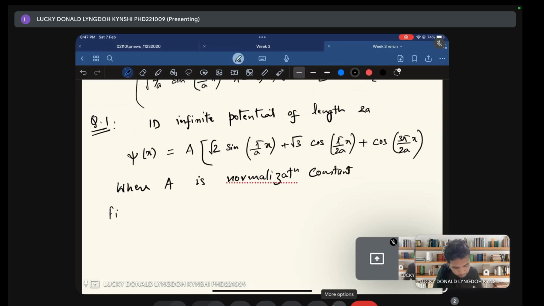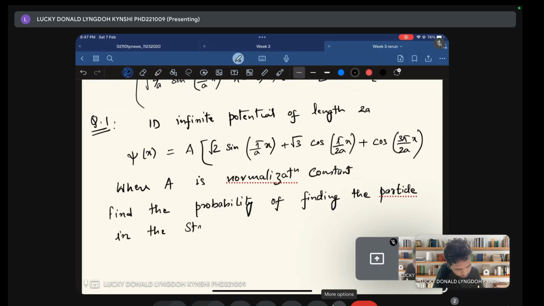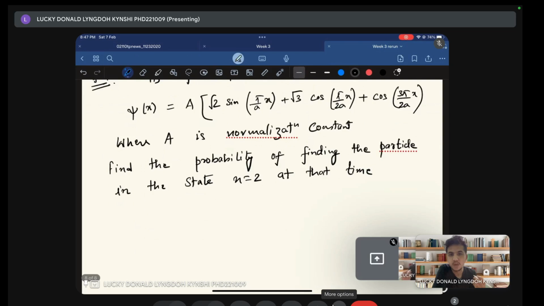The question is to find the probability of finding the particle in the state n equal to 2 at that time. So it's a 1D infinite potential well of length 2a, and psi of x is given to you.